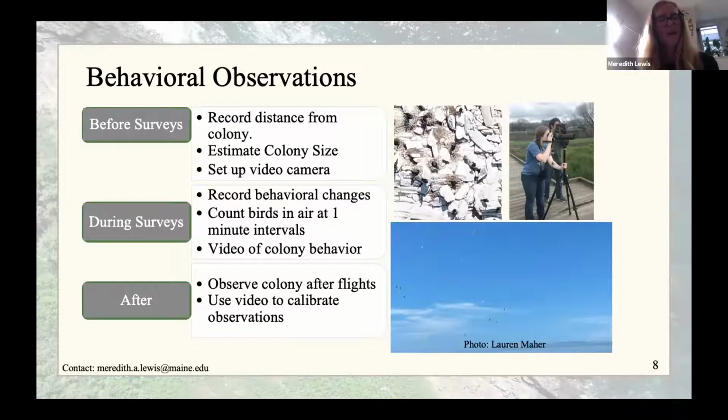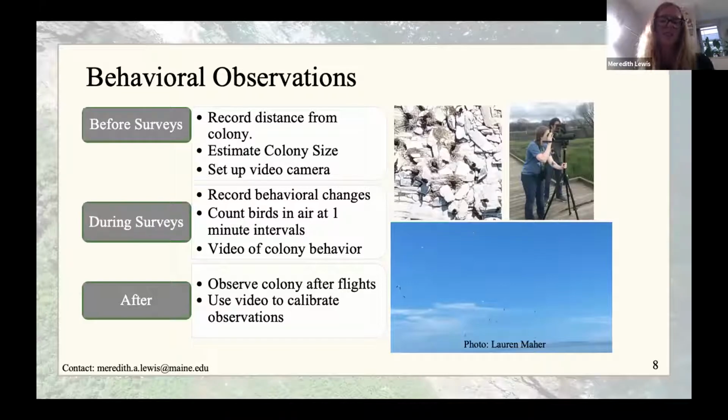And as soon as the UAV takes off in the air, we begin counting the number of birds in the air at 1 minute intervals. We also record any behavioral changes that are obvious to us. So if, for instance, a bird is on a nest, and the most obvious would be a bird leaving the nest, we record that and the number of birds that leave. But we also try to record changes in vocalization and other minor behaviors.